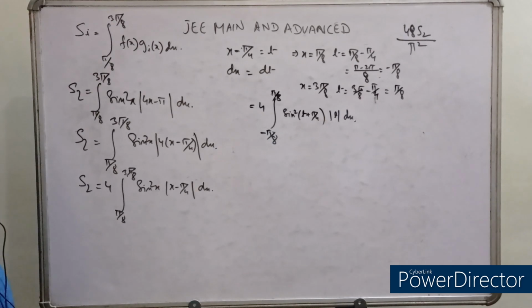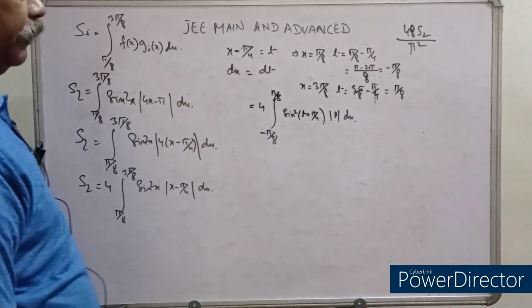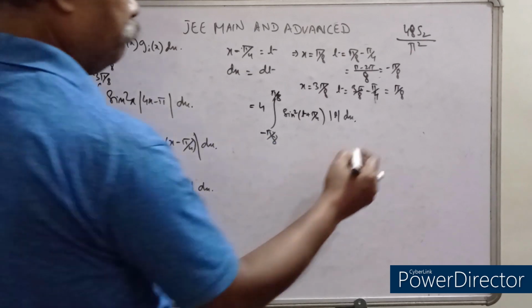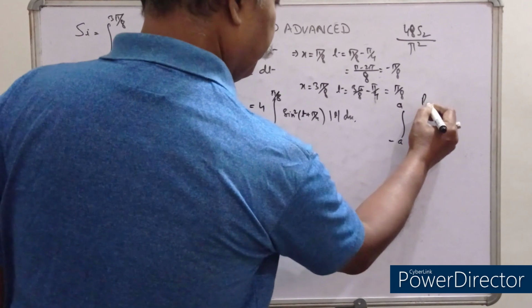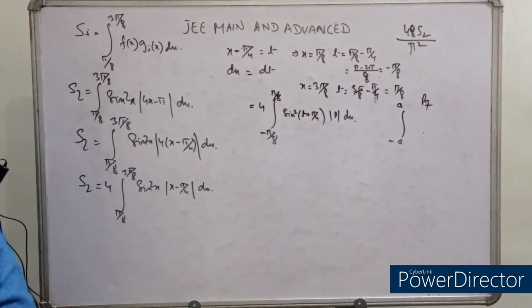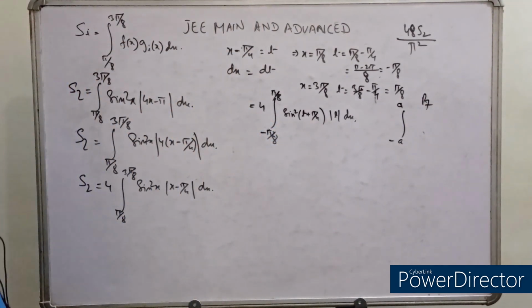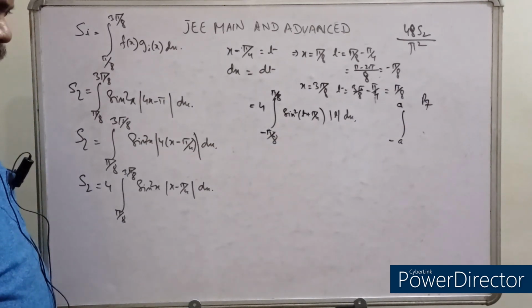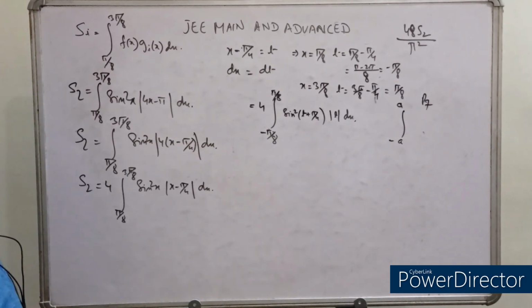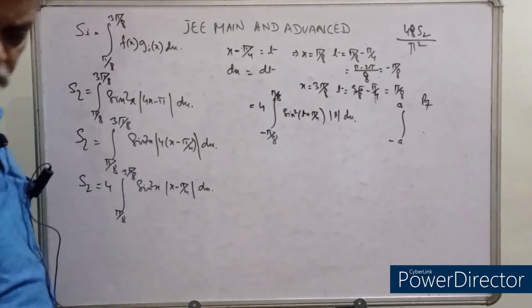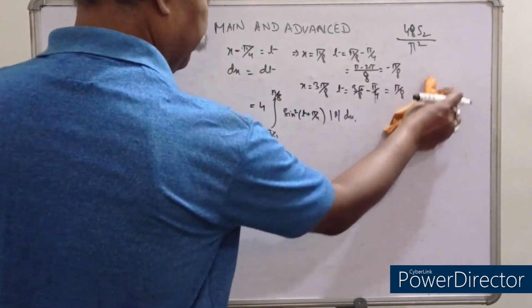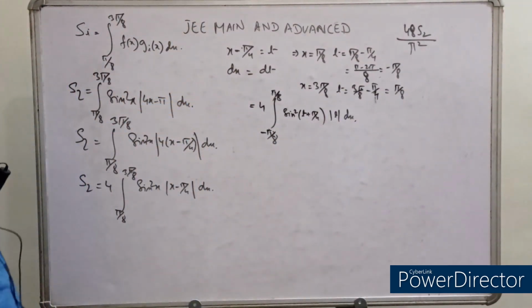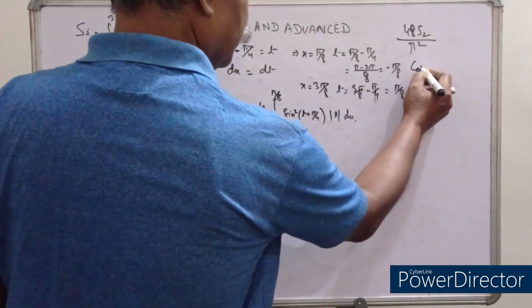Now here, if you see this limit properly, you will get the P7 property, that is minus a to a, P7 property, which is given in your book. And when we deal with P7 property, there are two cases for odd functions and even functions. So before going to this P7 property, let me do one thing.